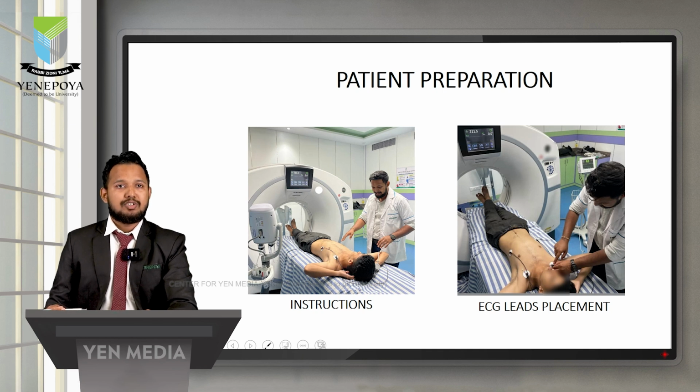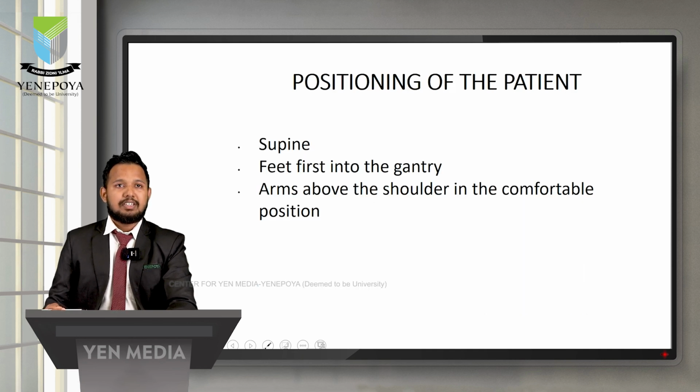The patient will be supine on the table with the feet towards the gantry and his arms should be over the shoulder in a comfortable position. We can ask the patient if he requires pillows or blankets so that the patient is comfortable and he doesn't move in between the scan.